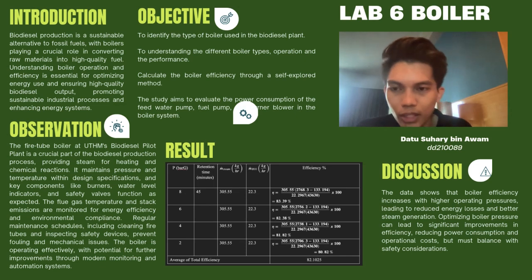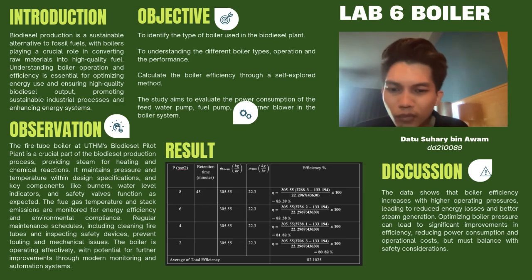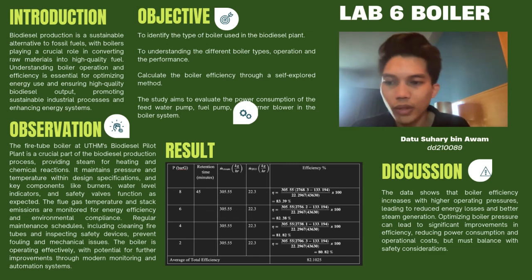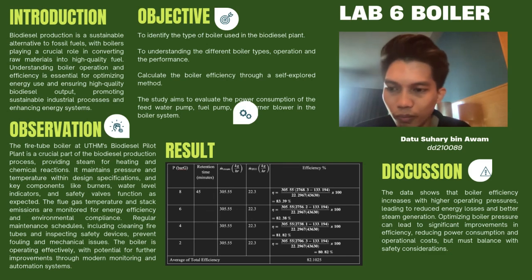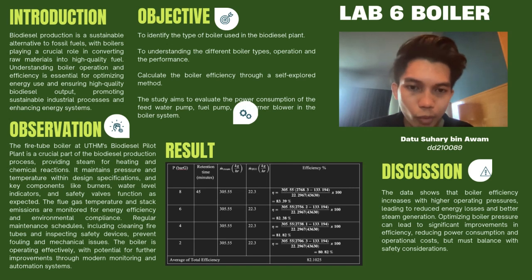As you can see in the calculation result, we identify that the efficiency is 82.125%, which we calculated in four different categories: pressure 8, pressure 6, pressure 4, and pressure 2. So as you can see in the result, this is how we solve the efficiency calculation in this slide for the boiler.